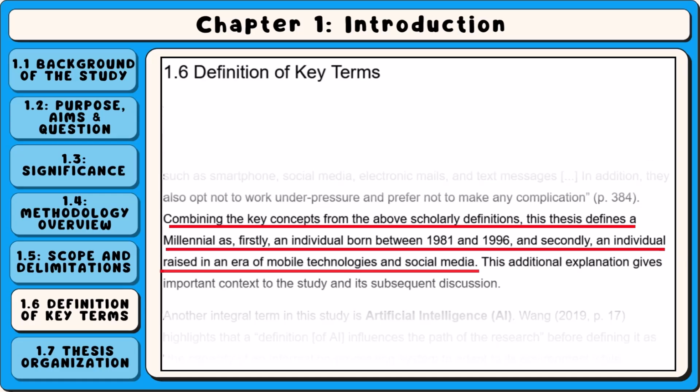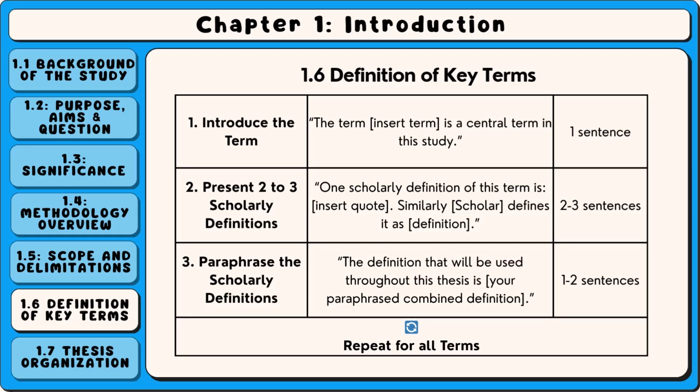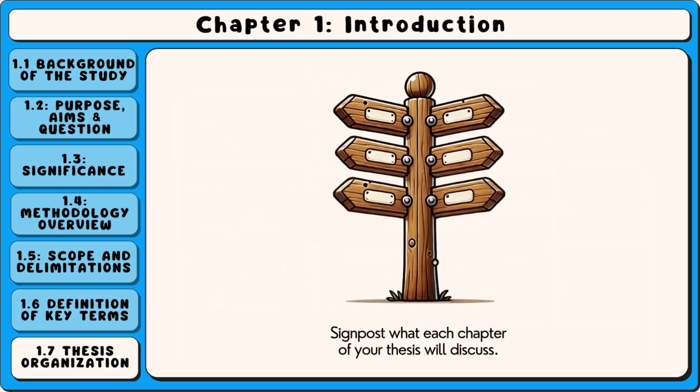and social media. So to summarize, for section 1.6, you want to introduce any key terms, present 2 to 3 scholarly definitions for the key terms, and then create a paraphrase definition for your study. And then you would want to repeat those steps for all the key terms that you want to cover.